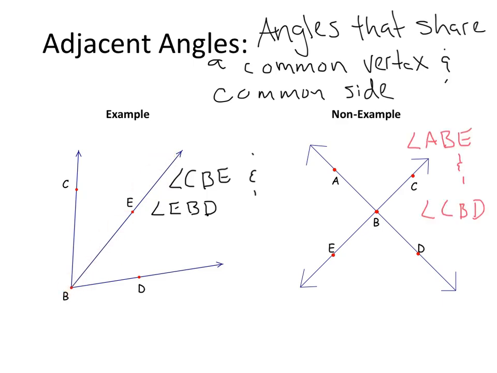To the right, we have a non-example. As you can see, we have angle ABE and angle CBD. They both share a common vertex, but they do not share a common side. Therefore, these two angles are not adjacent. Another way to think about it, the word adjacent means next to. These two angles are across from each other and not next to each other.